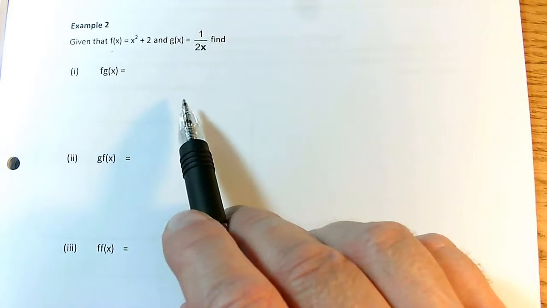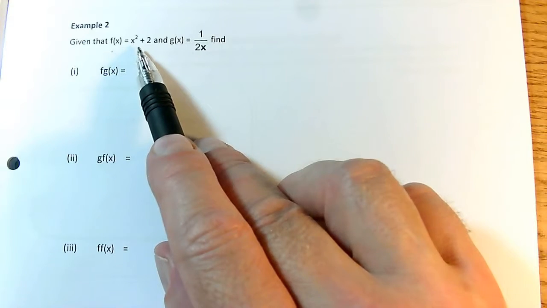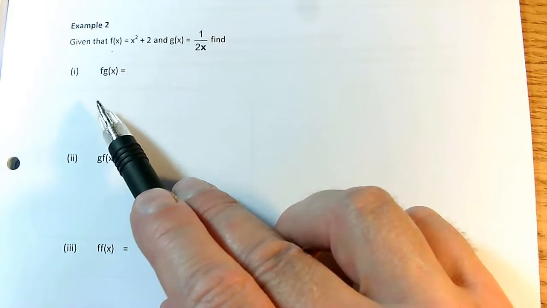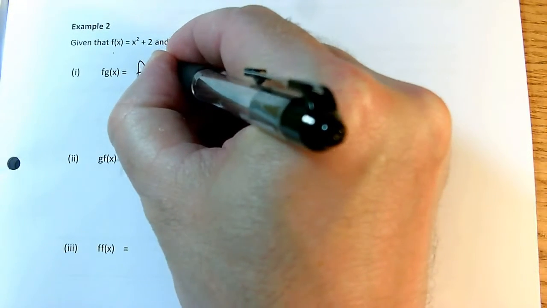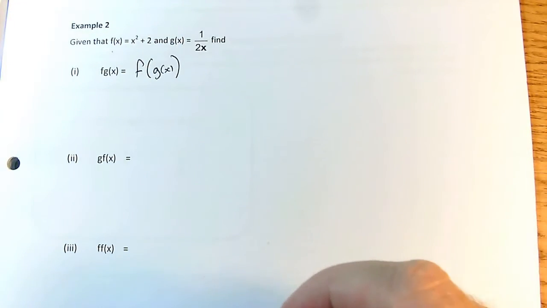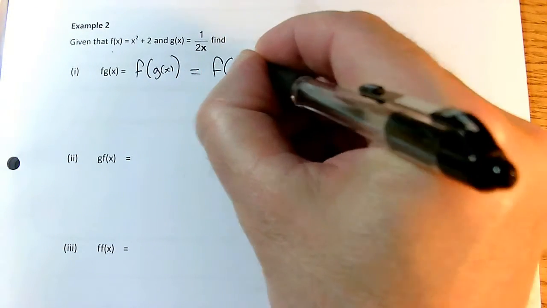Okay, hopefully you've had a go at this because you've looked at the previous video. So we've got f of x is x squared plus 2. We've got a g of x, we want f g of x. First step, put in the missing brackets. This means f of g of x. Next step, look at it. Is it f of a bracket or is it g of a bracket? It's f of a bracket. So it's f of a bracket.